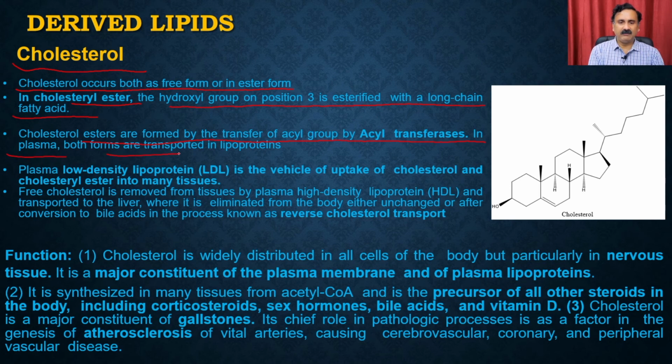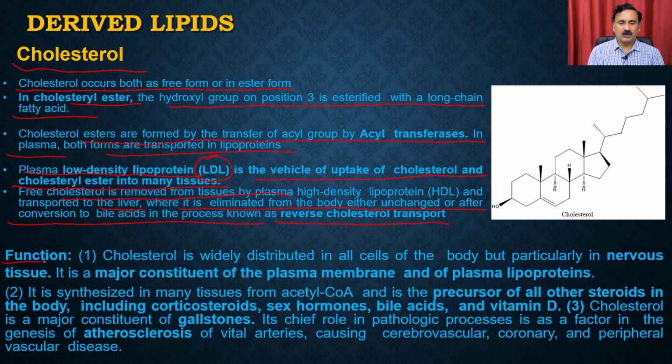In plasma, both forms are transported in the form of lipoproteins. The plasma low density lipoprotein, or LDL, is the vehicle for the uptake of cholesterol and cholesterol ester into many tissues. The free cholesterol is removed from the tissue by HDL molecules and transported to the liver, where it is eliminated from the body either unchanged or after conversion into bile acid, in the process known as reverse cholesterol transport. So this is the structure of cholesterol. What you see here is that it has different types of rings, and then it has this chain, right?